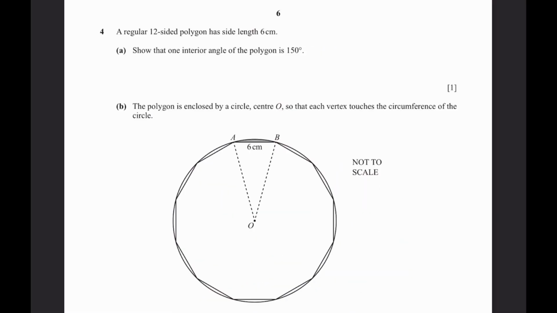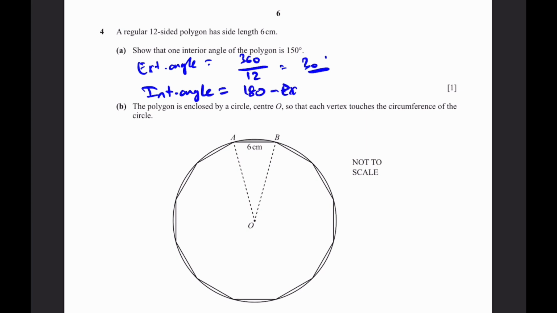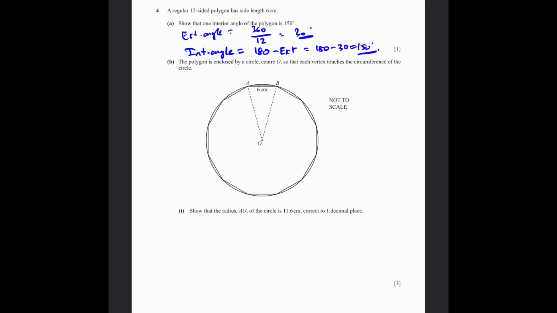A regular 12-sided polygon has side length 6 centimeters. A. Show that one interior angle of the polygon is 150 degrees. We can find the exterior angle first. So that's going to be 360 divided by the number of sides, which is 12, 30 degrees. Now the interior angle is going to be 180 minus the exterior angle, which is 180 minus 30, 150 degrees.